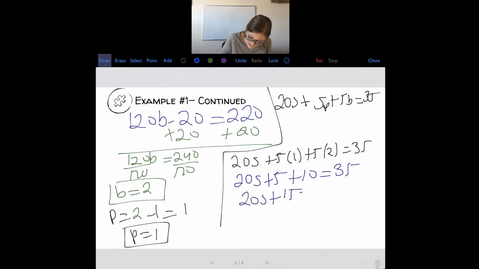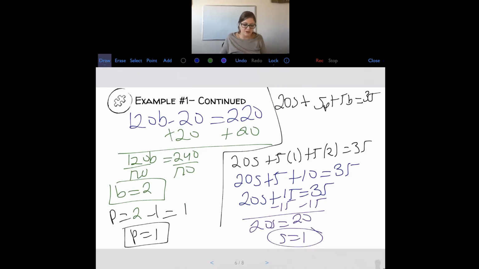20S plus 15 is equal to 35. Subtract 15 from both sides. 20S is equal to 20, so S would be equal to 1. So it'd be 1 serving of steak, 1 serving of baked potatoes, and 2 servings of Brussels sprouts.